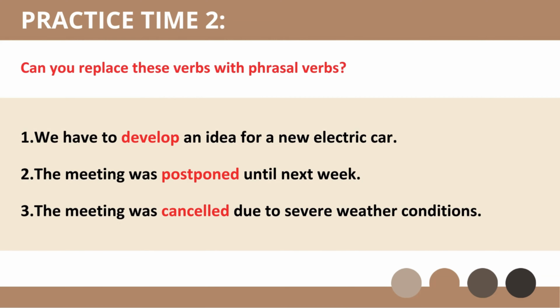How about we move on to some phrasal verbs, because a good thing to do, a nice thing to do, is also create synonyms of your verbs using phrasal verbs. How would you replace these verbs in the following sentences? Number 1 says, we have to develop an idea for a new electric car. What phrasal verb, so a verb with a preposition or with 2 prepositions, would you use in this case?